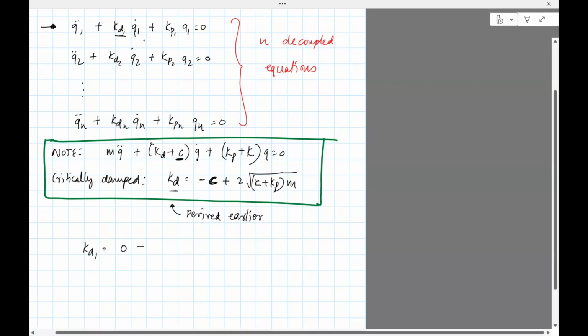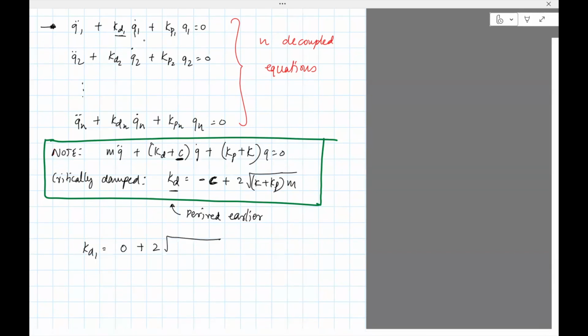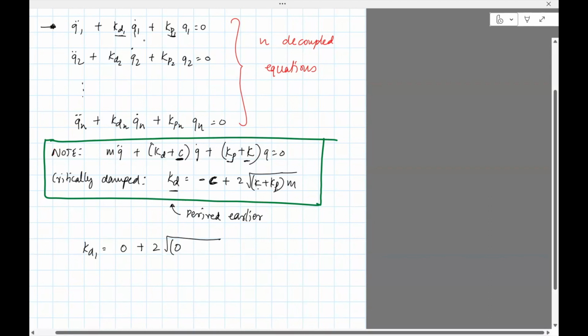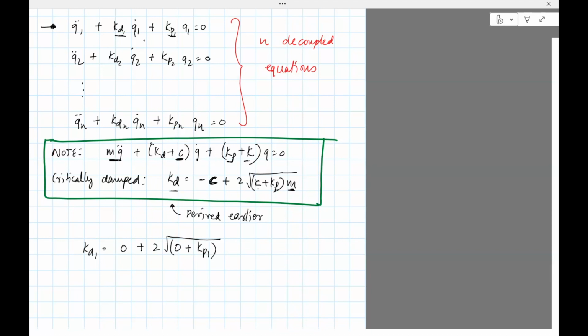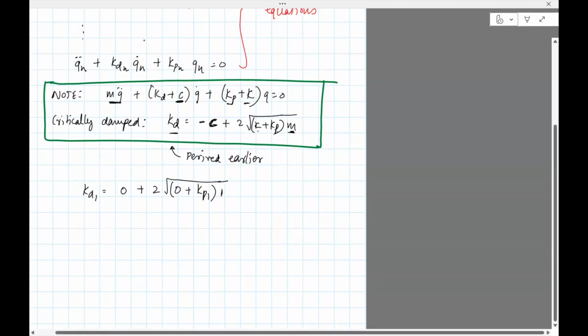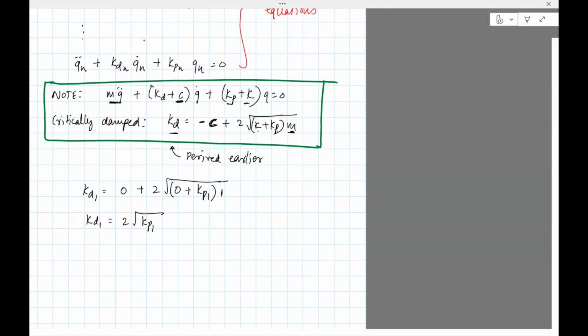plus 2 square root of k plus kp. k appears here as kp plus k. Here we have kp1 and there's nothing there. So it's kp1 plus 0. So 0 plus kp1. M is what appears in front of q double dot, but m is 1. So this condition is simply kd1 is 2 square root kp1. As simple as that. It comes out to be very simple.